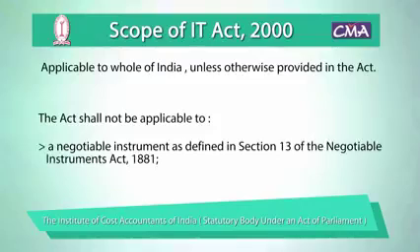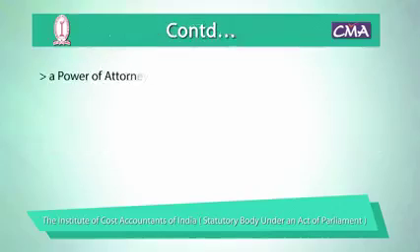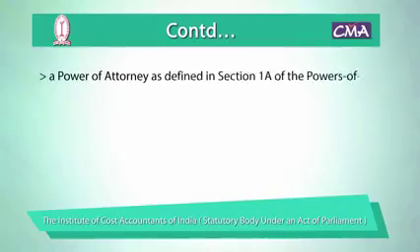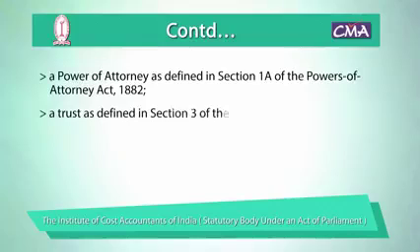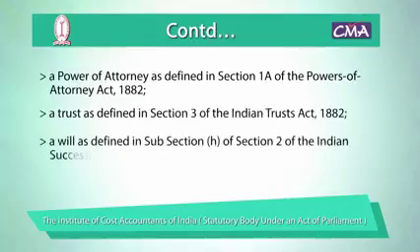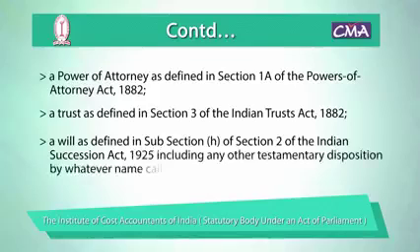A negotiable instrument as defined in Section 13 of the Negotiable Instrument Act 1881, a power of attorney as defined in Section 1A of the Powers of Attorney Act 1882, a trust as defined in Section 3 of the Indian Trust Act 1882. Also, the Act shall not be applicable in case of a will as defined in subsection H of Section 2 of the Indian Succession Act 1925, including any other testamentary disposition by whatever name called.